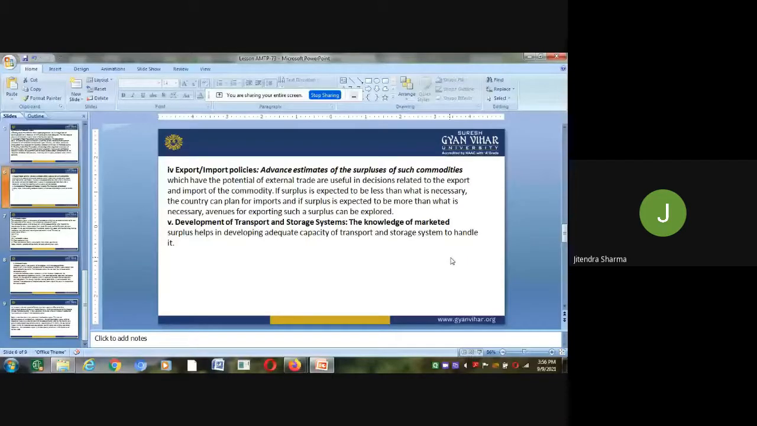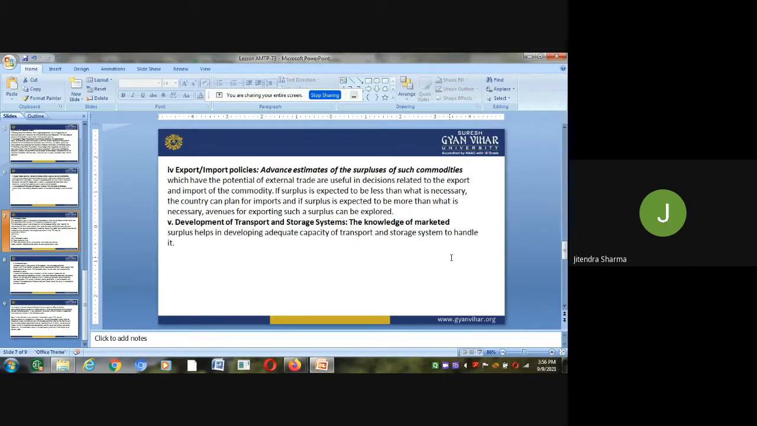Then the development of transport and the storage system. The knowledge of marketed surplus helps in developing adequate capacity of transport and the storage system to handle it. So that is why this is very much important. How we can have this kind of thing with us, we'll see later on. The development of transport and storage system is also based on the producer surplus.